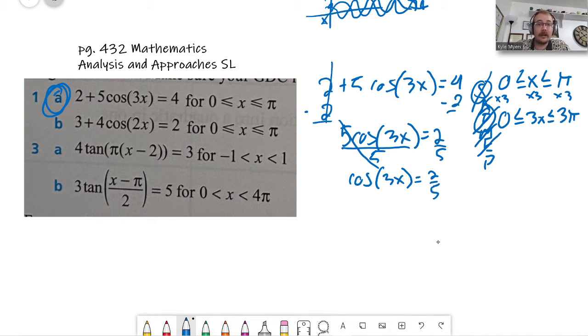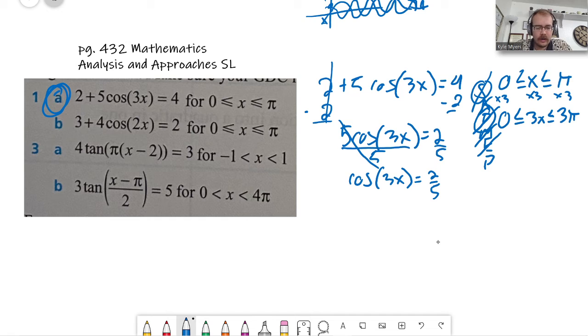I've got to make sure I'm in the right mode. What kind of mode do I want to be in? Well, my interval tells me the mode. The mode for the interval is radians because I have a pi there. So I want to be in radian mode. It was in degree mode, so good thing I checked.